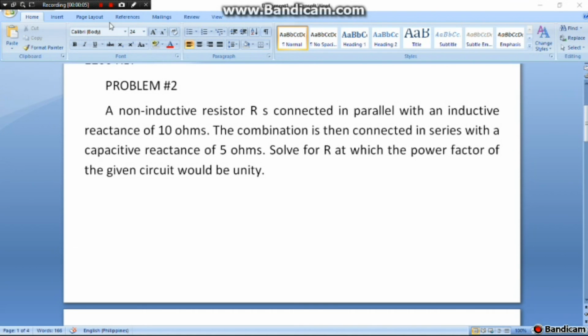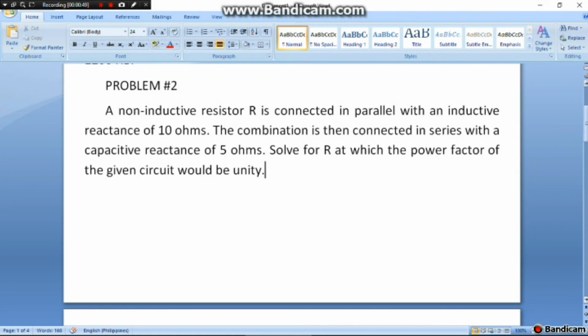Okay, we're going to problem number 2. A non-inductive resistor R is connected in parallel with an inductive reactance of 10 ohms. The combination is then connected in series with a capacitive reactance of 5 ohms. Solve for R at which the power factor of the given circuit would be unity. Unity means the PF equals 1.